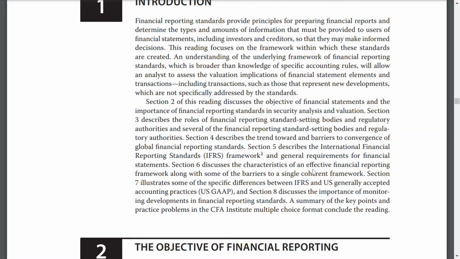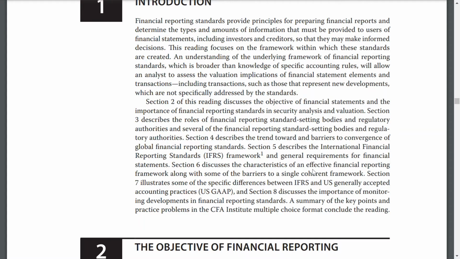Section 2 of this reading discusses the objective of financial statements and the importance of financial reporting standards in security analysis and valuation. Section 3 describes the role of financial reporting standard-setting bodies and regulatory authorities, and several of them. Section 4 describes the trend towards, and barriers to, convergence of global financial reporting standards. Section 5 describes the International Financial Reporting Standards, or IFRS, framework and general requirements for financial statements.